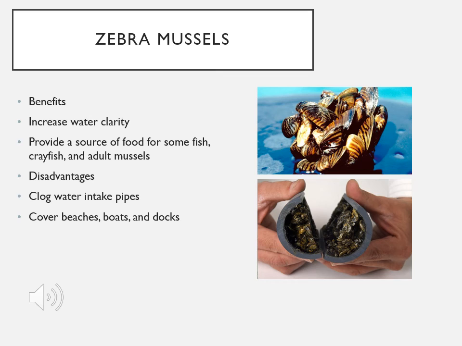Zebra mussels impacted the Great Lakes in many different ways. Some of the more positive things they did were improve water clarity and provide a source of food for some fish, crayfish, and adult mussels. On the other hand, they caused a great deal of serious disadvantages. One of the most crucial was that they would clog water intake pipes, which interfered with the flow of water out of the lakes and caused millions of dollars in repairs. They also completely took over beaches, boats, and docks, and would cut people's feet if they were to accidentally step on one. This species provided a lesson on how one species could completely mess up an ecosystem.